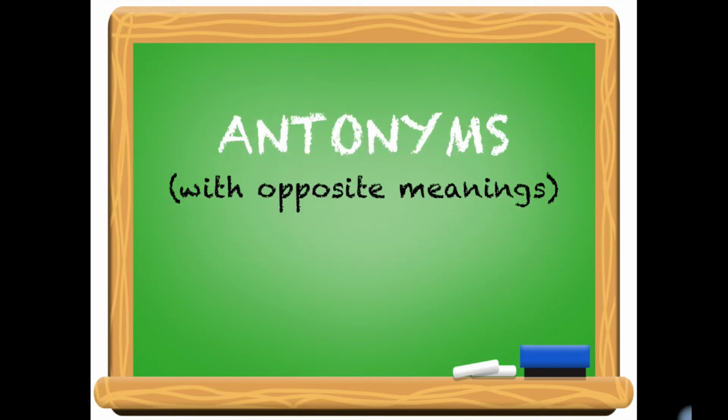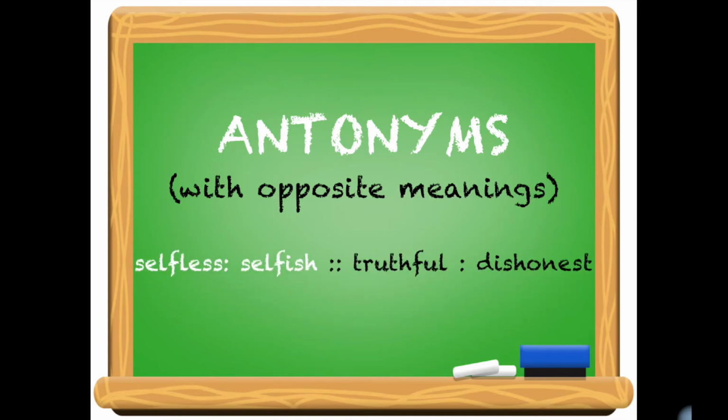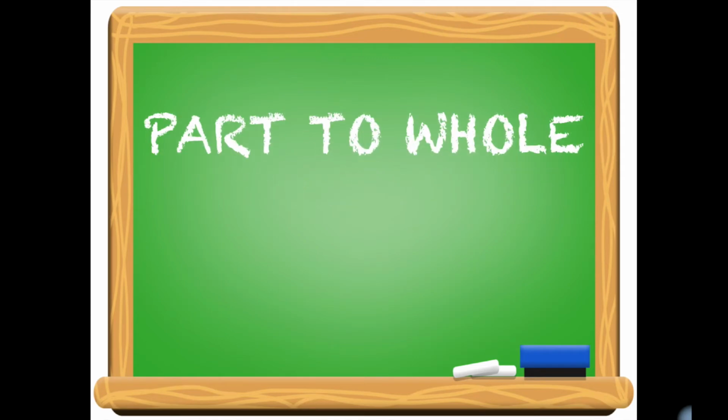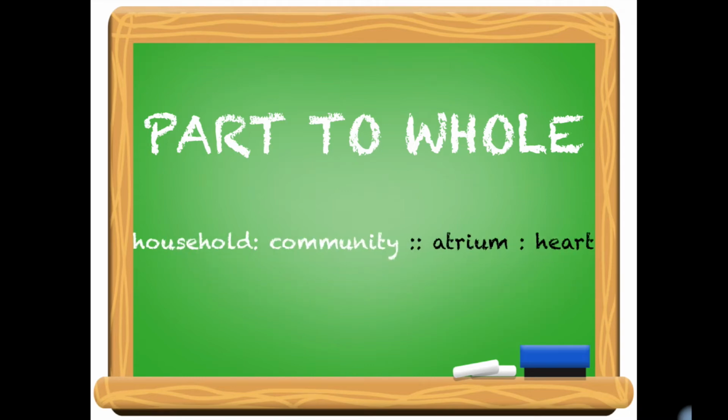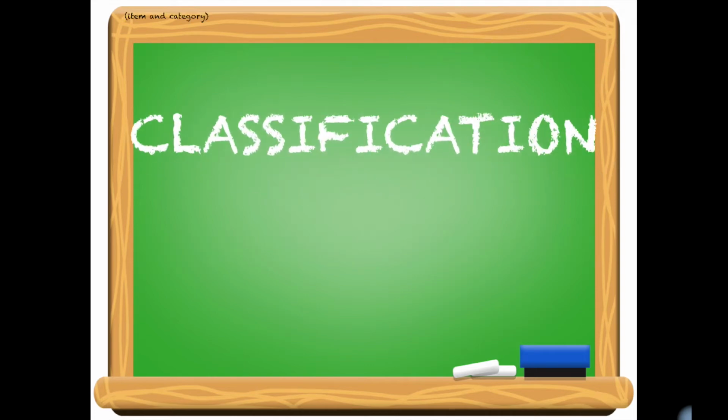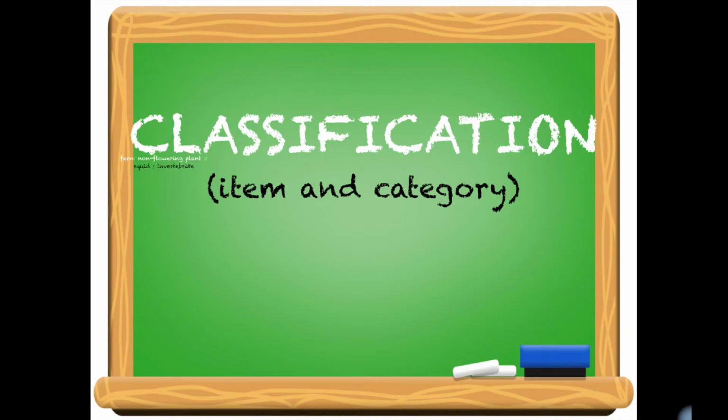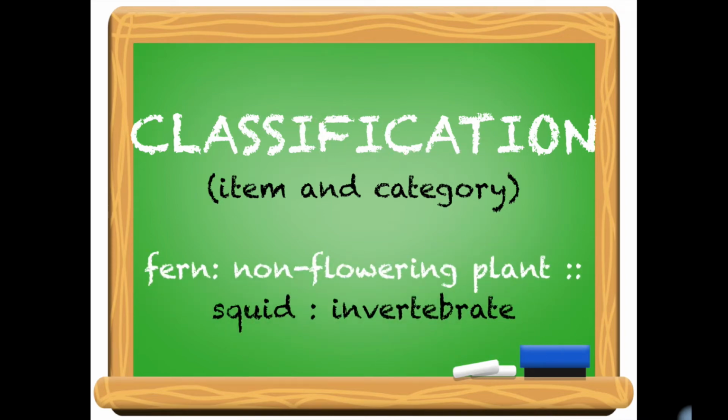On the contrary, antonyms present words or ideas whose meanings are opposite. Could you read this example? Good job! The next example shows a part-to-whole analogy. It may be presented inversely too. Classification. It shows items and the groups or categories to which they belong. In this example, fern is a non-flowering plant, while squid is an invertebrate.